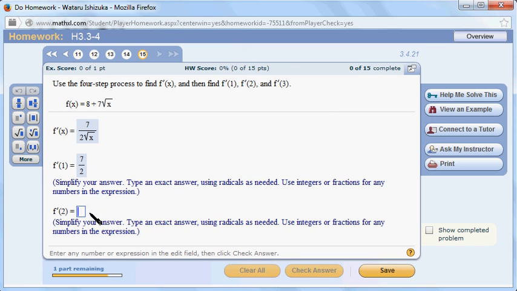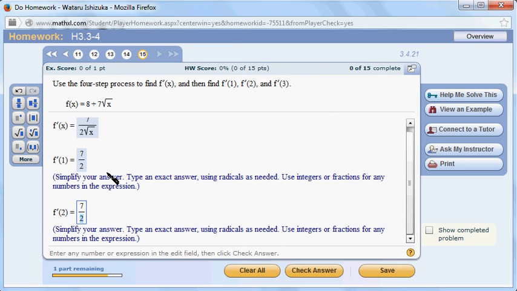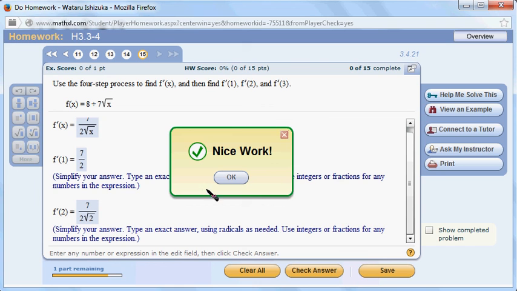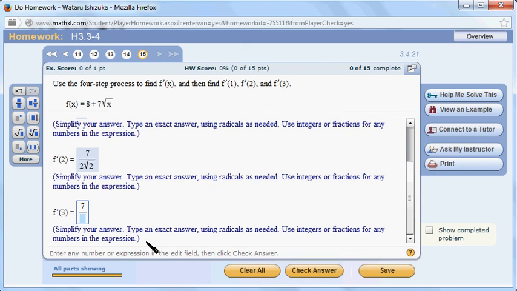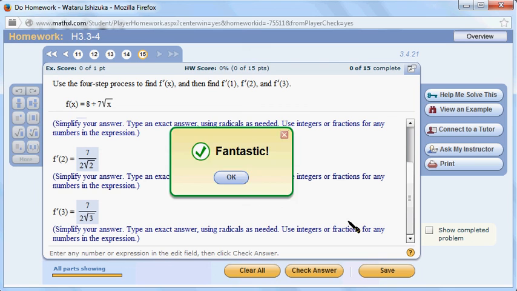All right, f prime of 2, so it's going to be 7 over 2 times square root of 2. Check that. We got that. And 3, so it's going to be 7 over 2 times square root of 3. Check that. Got it. All right, that's it.